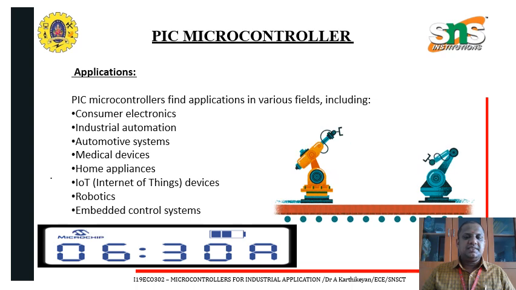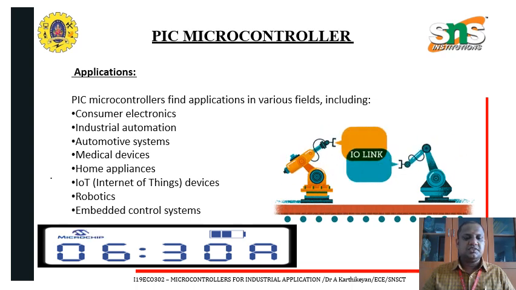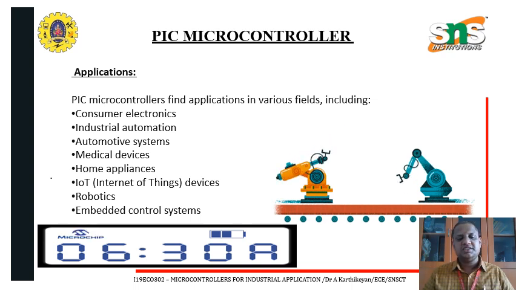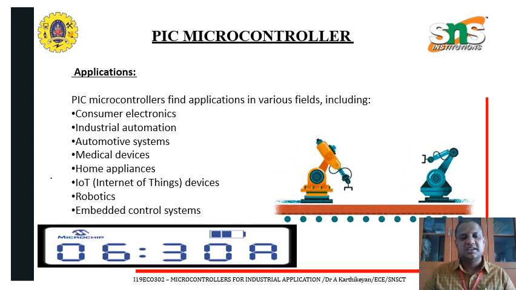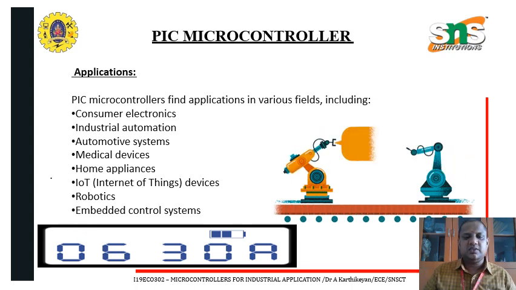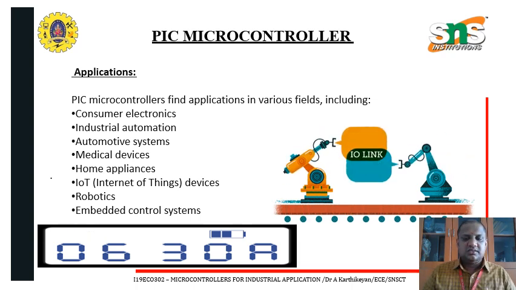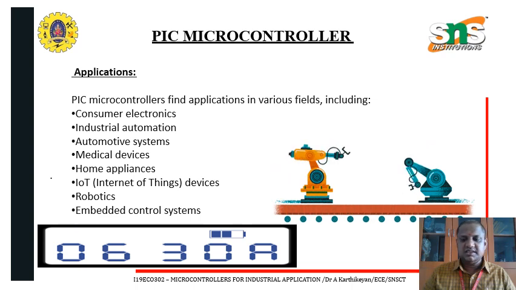And the main applications of the PIC microcontroller are mainly consumer electronics, industrial applications, automation and automotive systems, medical devices, home appliances, IoT, robotics, and embedded systems. Consumer electronics like a washing machine, and in our day-to-day life we use timers and clocks and everything. So these are the industrial applications.